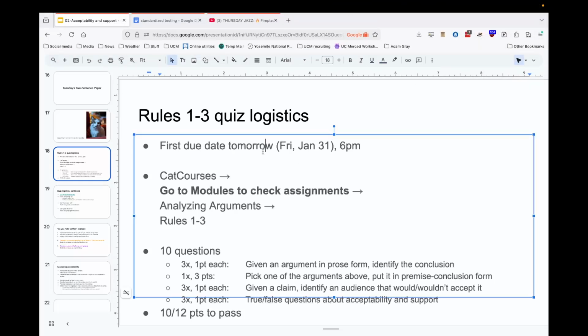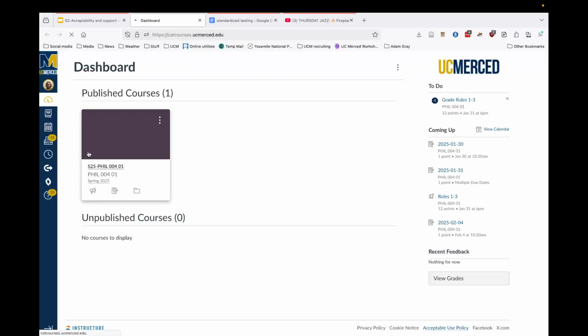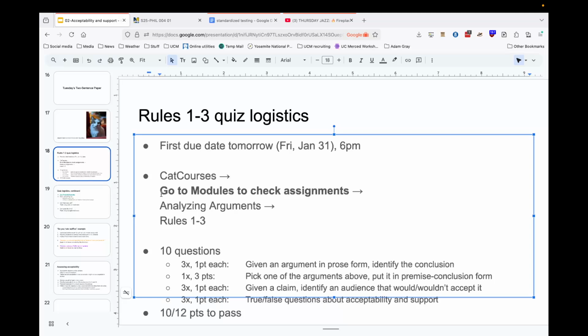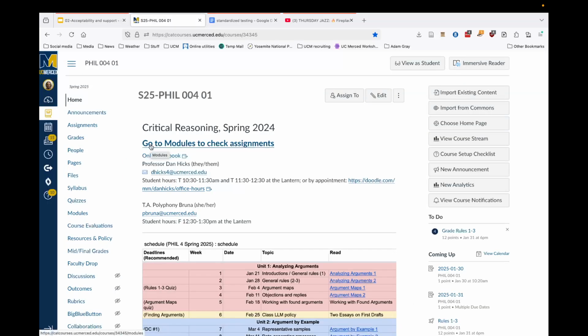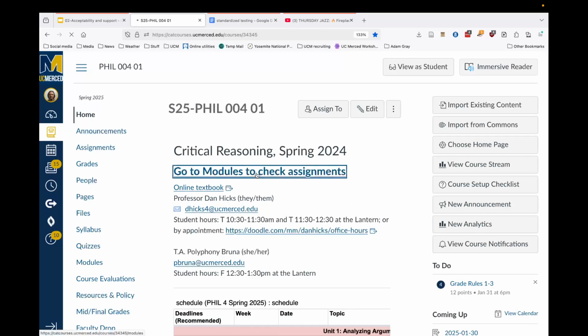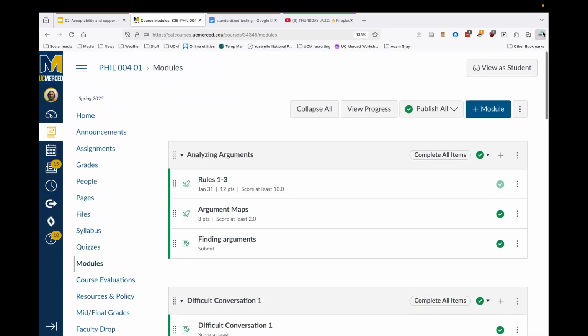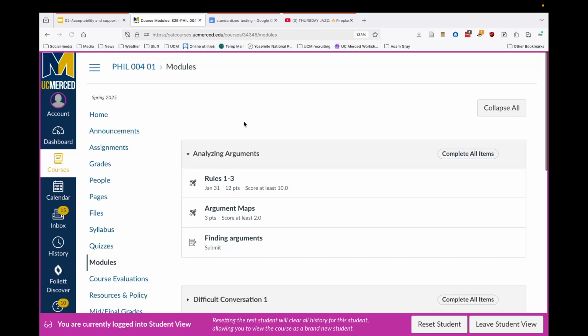So the first due date for this first quiz is tomorrow evening. To find it, you go to Cat Courses, go into our class, and right up here at the top, it says go to modules to check assignments. You can click on this, or you can click where it says modules over here. Make this a little larger. So go to modules to check assignments. And this is the primary way you will track, let me switch to a student view.